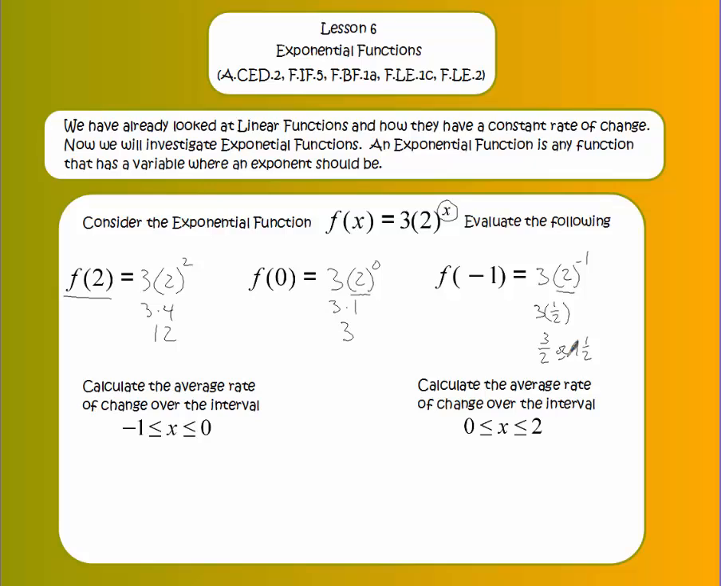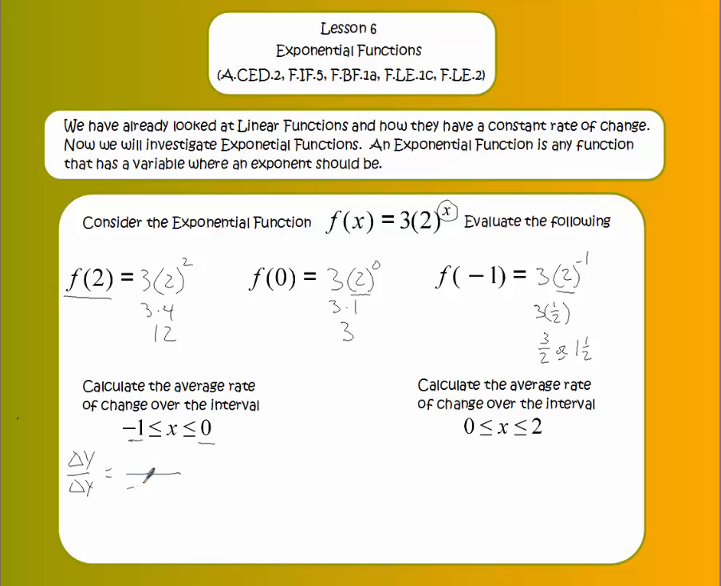So if I want to calculate the average rate of change over the interval from negative 1 is less than or equal to x is less than or equal to 0, in other words, over this domain, I want to find the average rate of change. So I use these as my x values, and the y values that correspond to them. Remember, rate of change is change in y over change in x. So what I'm looking for is the change in y over change in x.